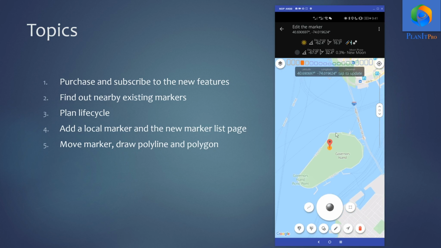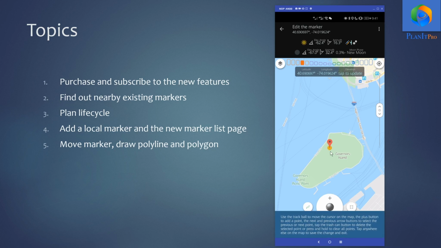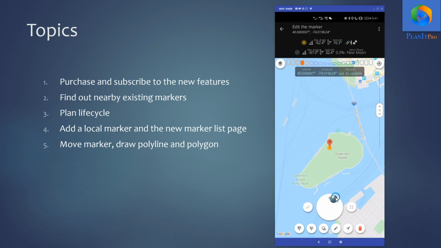And say I want to draw a line around this island. You can just tap on the button on the left, and you see a green circle, which you can think of as a cursor on the map. Then you can click on the plus button to add a point. This actually adds a point right here. Then you can draw the line like that.